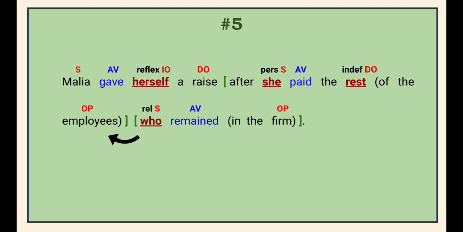The next pronoun is she. It's a personal pronoun that refers or renames Malia, and it's acting as the subject of the action verb paid. The next pronoun is rest. It's indefinite, and it is also acting as a direct object. You ask yourself after an action verb, who or what was paid? The rest were paid. You won't have a direct object in a prepositional phrase, so employees is not the DO.